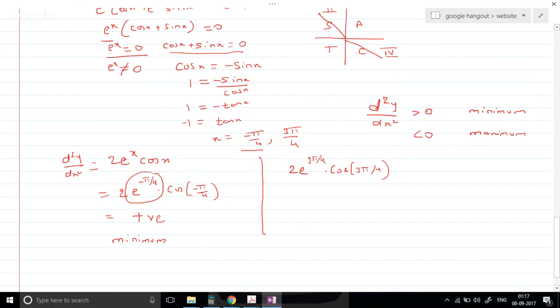So 3 pi by 4 is in the second quadrant. In the second quadrant, cos is negative. So you end up getting a negative value. So what does it mean? A negative value of this means the point is a maximum. So at x equal to 3 pi by 4, the function is maximum.